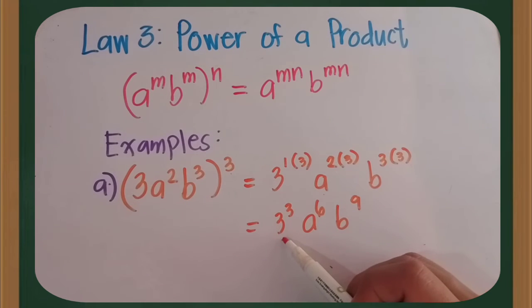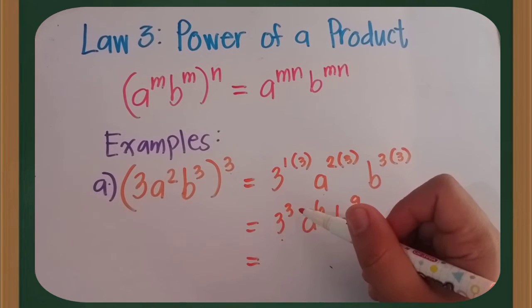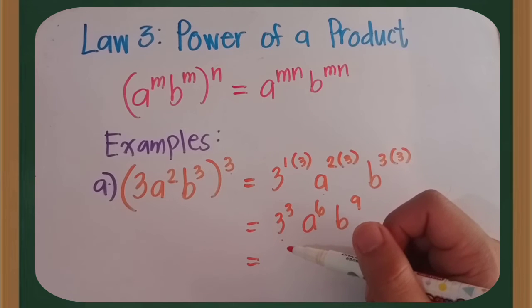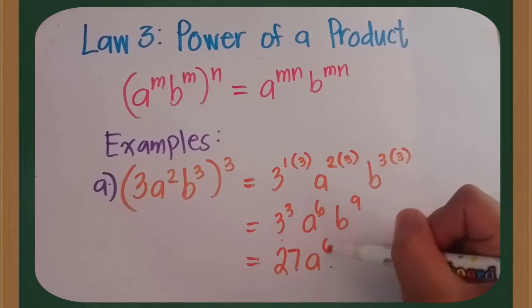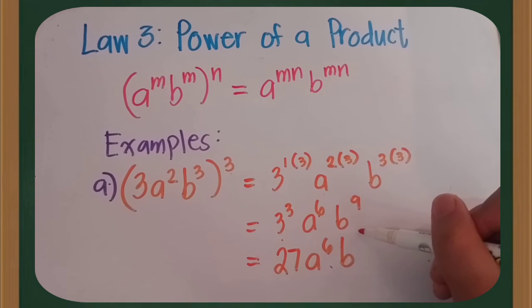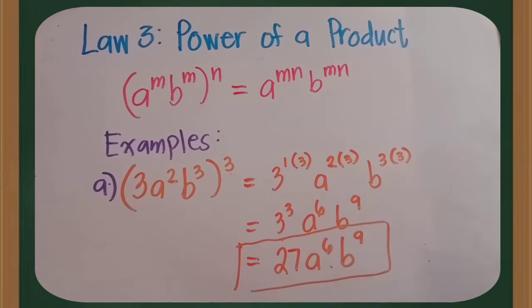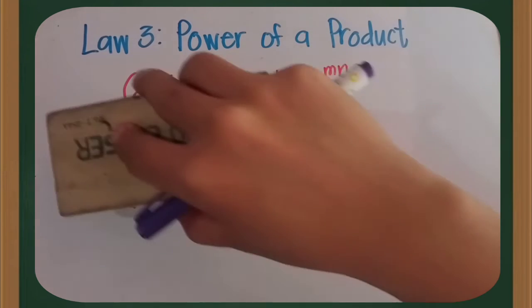Okay, we can still simplify the constant. So 3 raised to the power of 3, that's 3 times 3 times 3. So 3 times 3, 9 times 3, 27. So 27, a raised to the power of 6, b raised to the power of 9. So this is the final answer. Am I clear? Okay, let's have the second example.